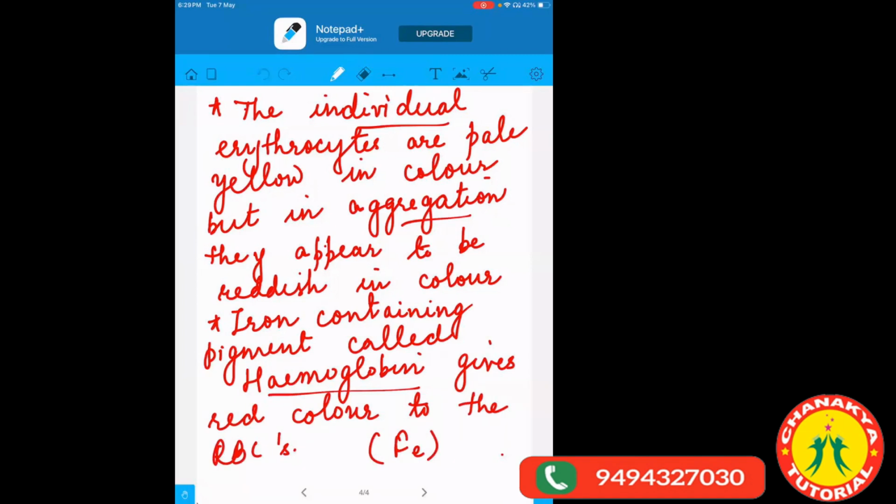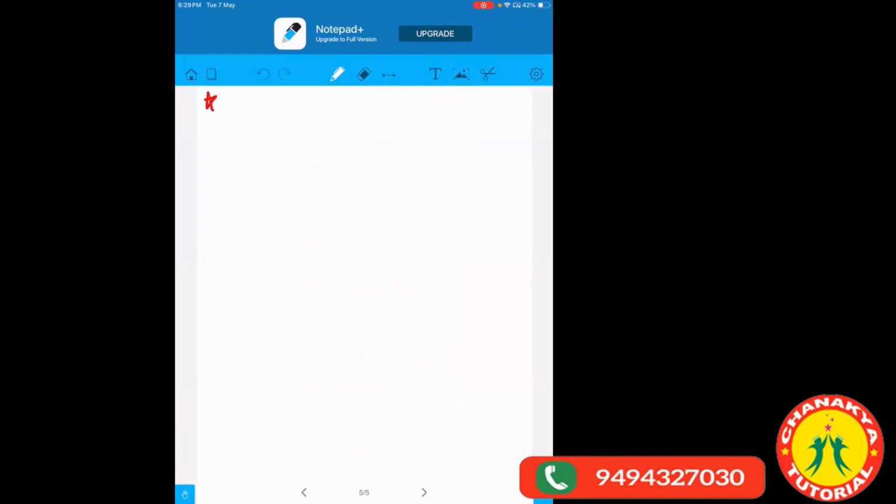And the last point is about the lifespan. If we talk about the lifespan of the erythrocyte, the average lifespan of erythrocytes is almost about 120 days.